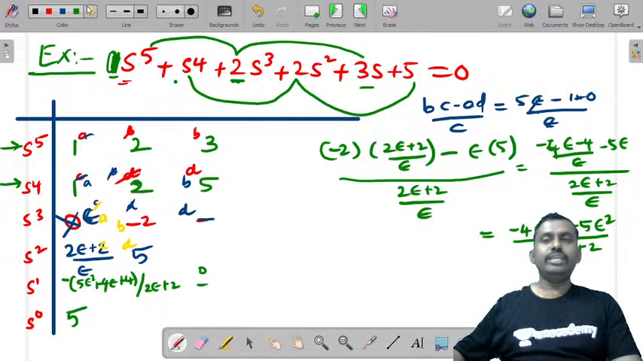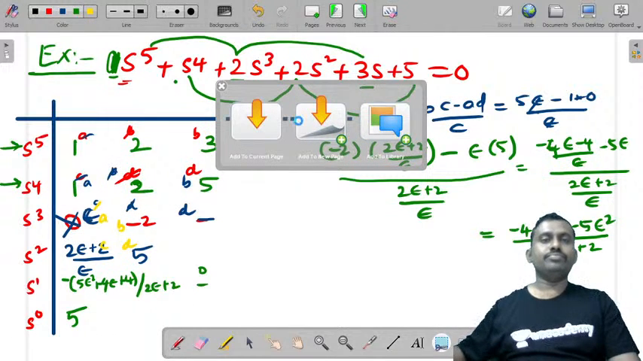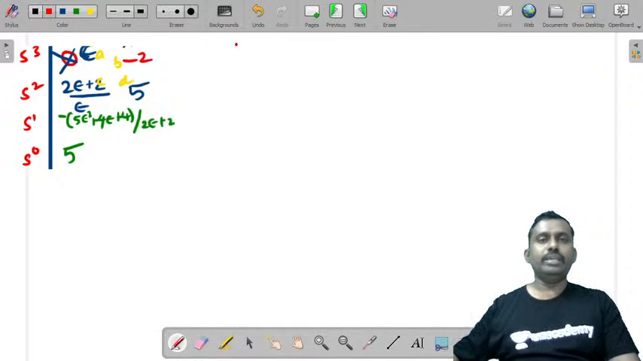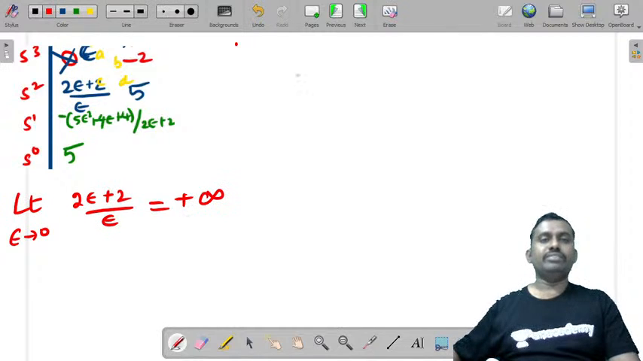Now for this you need to apply limits for both of these. I'll just take it to the next slide. I'll just cut this part, and we need to apply the limit to this. I've considered this part, so we need to apply the limit to this. Now the first limit would be, let's write it here, limit epsilon tends to 0 of 2 epsilon plus 2 by epsilon. When you put epsilon here, because this is a positive number, this will be a positive infinity.